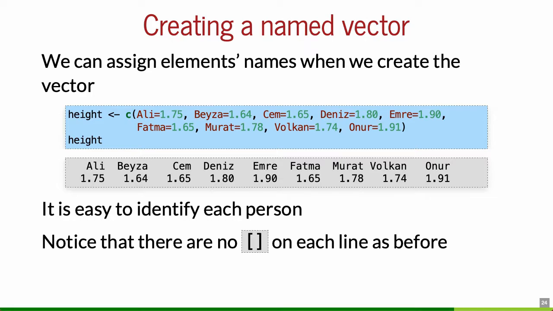If we want to use names, we can even assign them at the moment of creation. When we use the concatenation function, we can assign a name to each value. We do it by putting the name equal to the value. So we have two ways to assign names. One is when we create the vector, and the second is after we create it, with the function names. You may notice that this time when we print the vector, there is no bracket. Named vectors don't show index numbers, they only show index names.